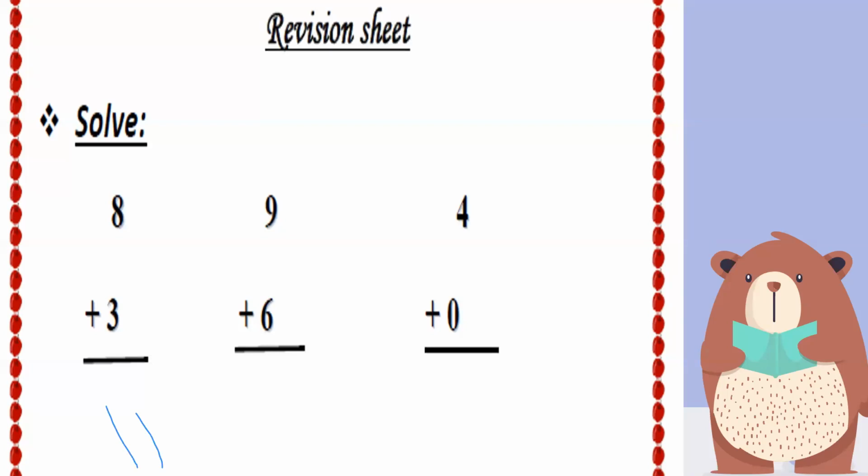8 plus 3, which number is the biggest number? It's 8. Put 8 in your mind and 3 in your fingers. After 8, 9, 10, 11. So the answer will be 11. Very good, Iyad and Omar and Yemen.